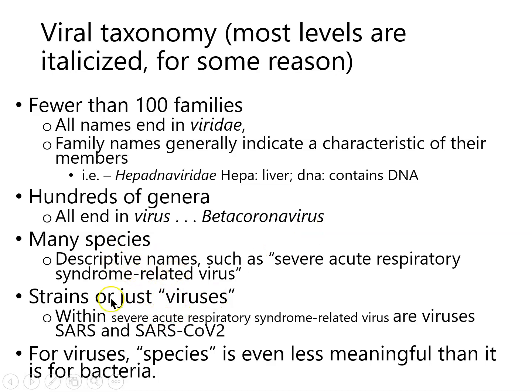And then strains within a species are the actual viruses. Like SARS is a strain within this species. SARS is a strain or a virus within that species. SARS-CoV-2 is a strain or virus within this species. And viruses don't mate with each other. There's no clear way to decide what should a species be, what should a genus be.